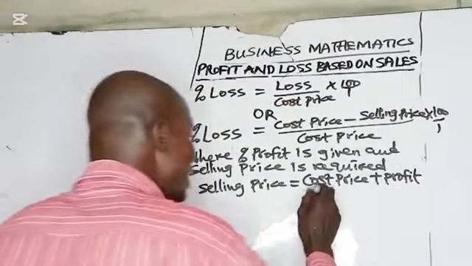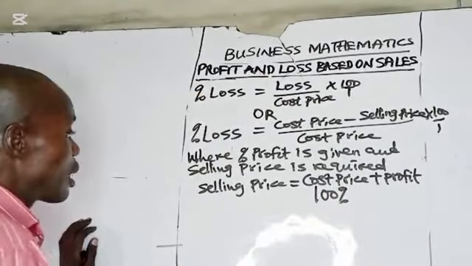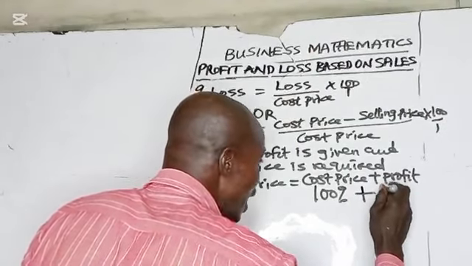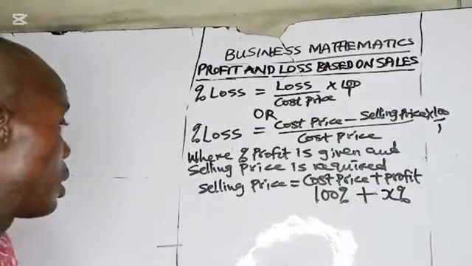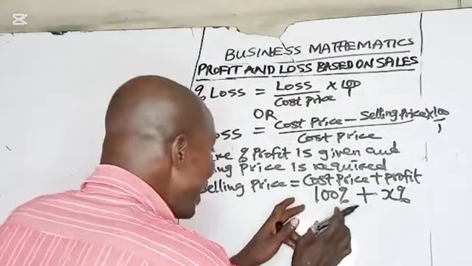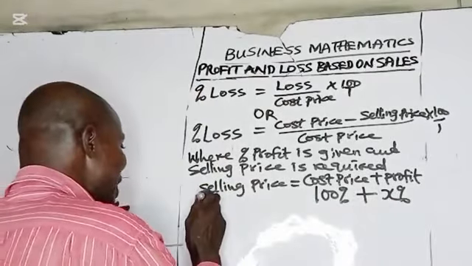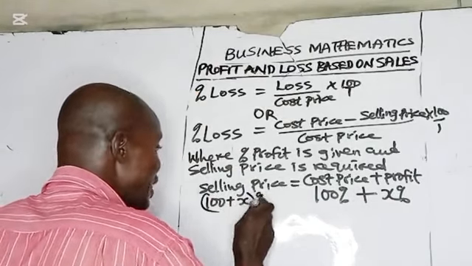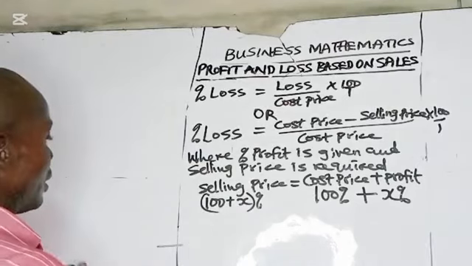So in that case, cost price is always 100%. Take note of that. The percentage profit will be given in the question. Let's have that to be X%, since we didn't know it here. So, by the time you add this and this, it will give you the selling price. That means the selling price equals 100 plus X%. The addition of the cost plus profit gives us the selling price.